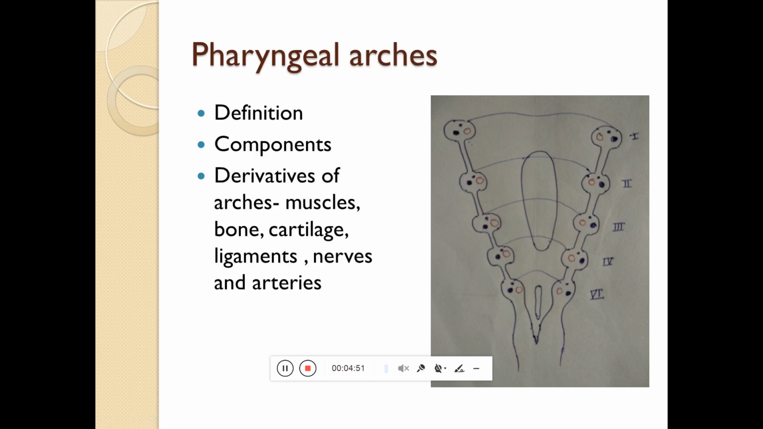Next, the pharyngeal arch. The main component of the pharyngeal apparatus is the arches. So what are pharyngeal arches? The exact definition is that they are horseshoe-shaped cylindrical mesodermal thickenings present on the anterolateral aspect of the primitive gut or primitive pharynx, the most upper part of the pharynx in the neck region. These are known as pharyngeal arches.